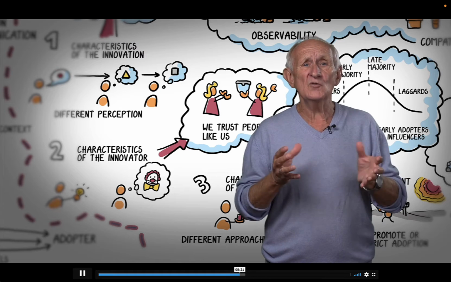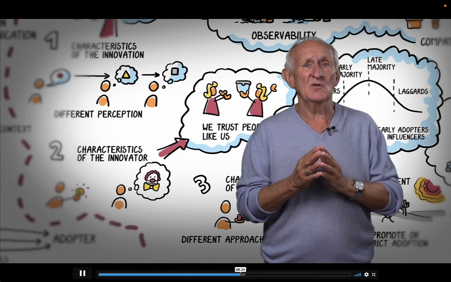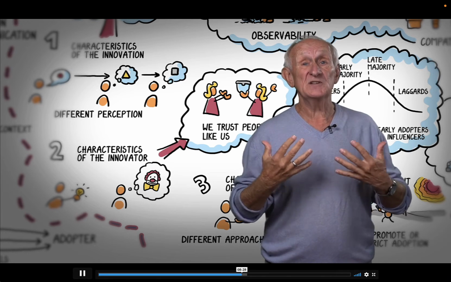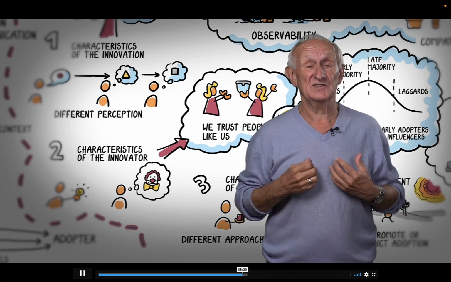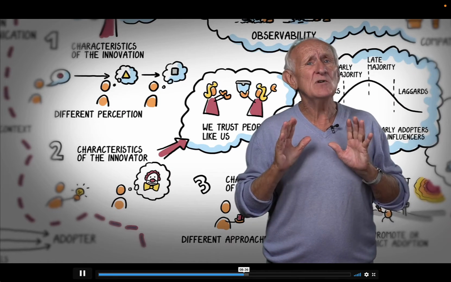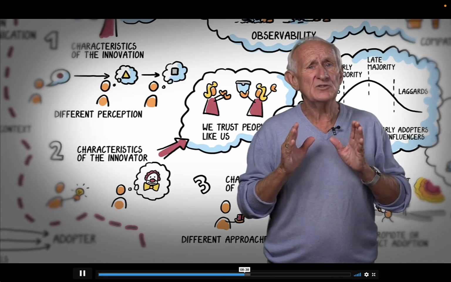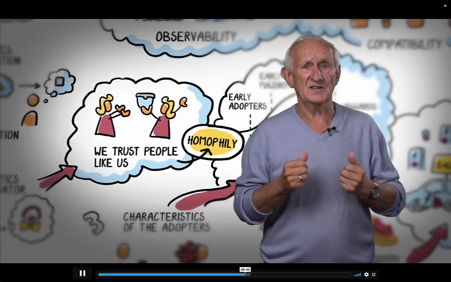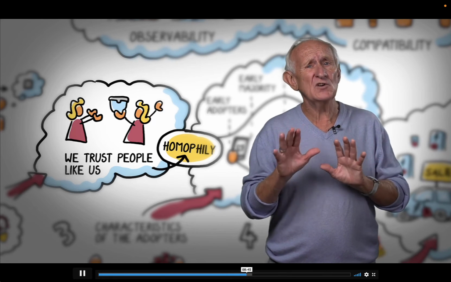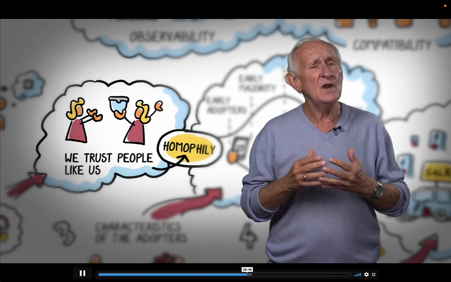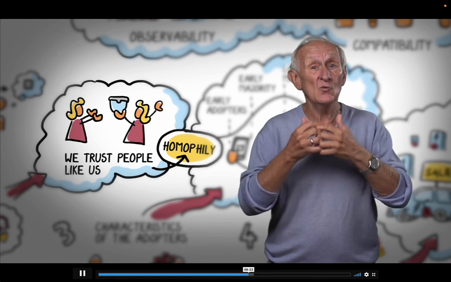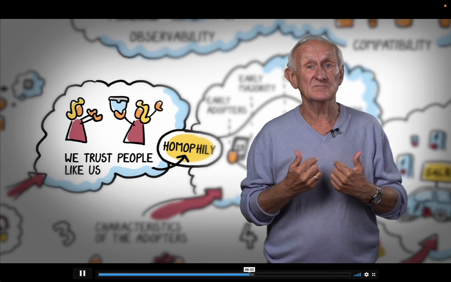Now, a second important set of characteristics in Rogers' model are those that have to do not with perceptions of the message, but actually perceptions of the one broadcasting the message, what Rogers calls the innovator characteristics. And perhaps the most important principle here is that we trust people who are like us. It's a principle Rogers calls homophily. And what that means in the context of adopting new ideas is we're likely to listen to and take on board new ideas from people we perceive as being like us.